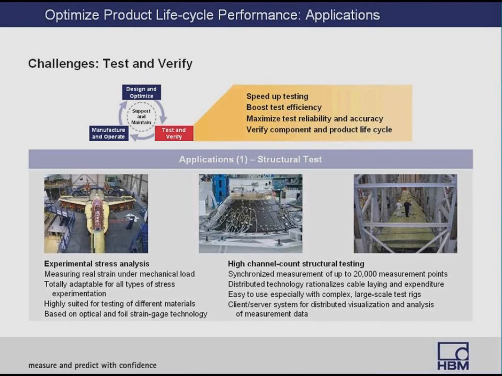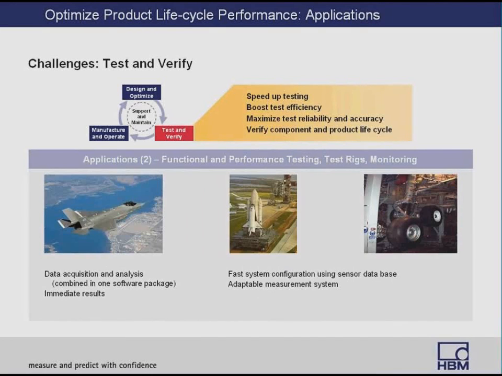The products that HBM provides are used for speeding up testing, boosting test efficiency, maximizing test reliability and accuracy, and verifying component and product life cycle. Different application areas where these systems are used have been indicated before. This is mainly in structural testing, but also function and performance testing, test rigs, and monitoring applications.